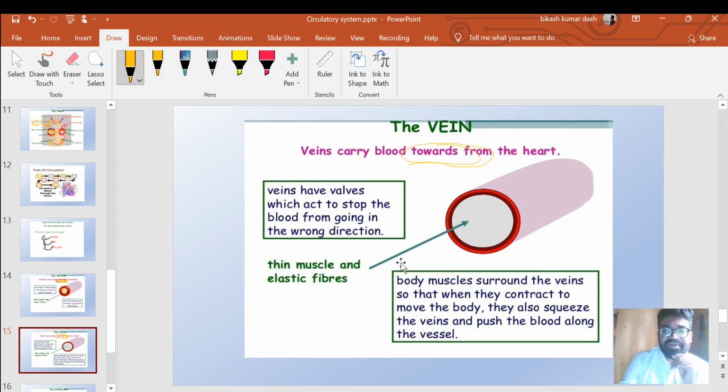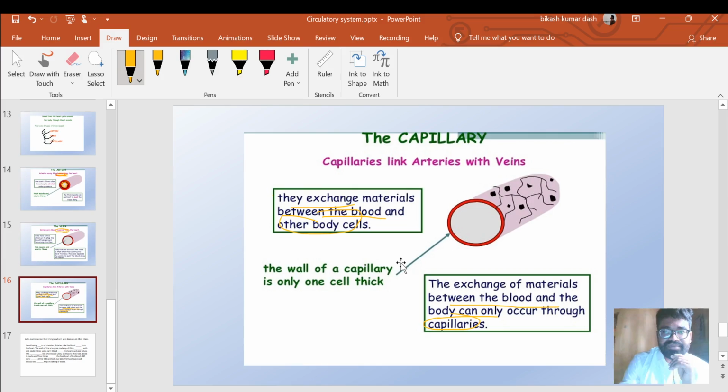Also, body muscles surround the veins, so that when they contract to move the body, they also squeeze the veins and push the blood along. That also helps in the maintenance of blood pressure. Then move to the capillary, which links arteries and veins and helps in the exchange of materials between the blood and the other body cells. The wall of the capillary is one cell thick, not as thick as the artery, so the exchange of materials between the blood and the body can only occur through the capillary.